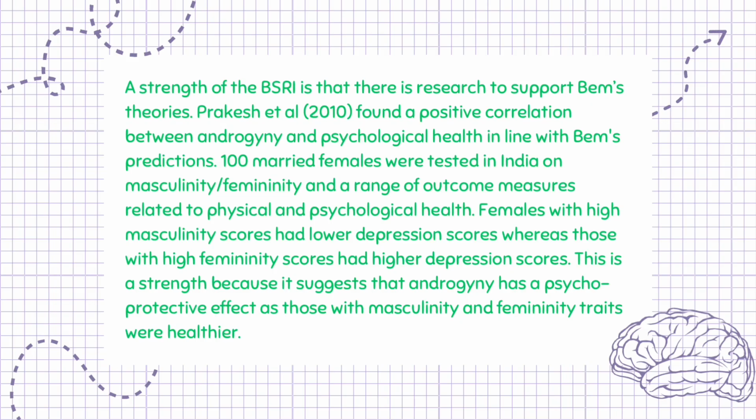A strength of the BSRI is that there is research to support Bem's theories. Prakash et al., 2010, found a positive correlation between androgyny and psychological health in line with Bem's predictions. 100 married females were tested in India on masculinity, femininity, and a range of outcome measures related to physical and psychological health. Females with high masculinity scores had lower depression scores, whereas those with high femininity scores had higher depression scores. This is a strength because it suggests that androgyny has a psychoprotective effect, as those with masculinity and femininity traits were healthier.